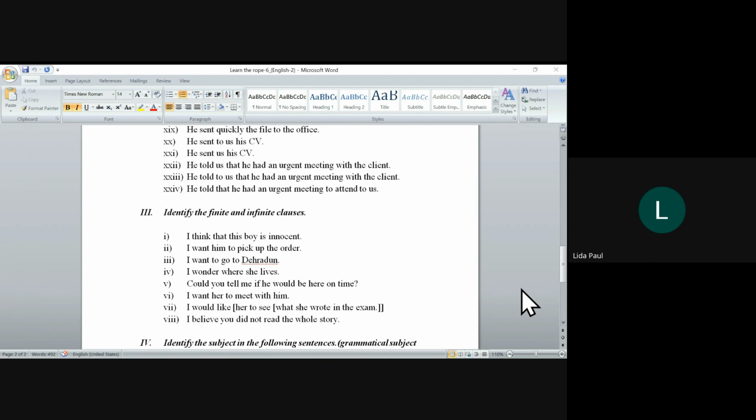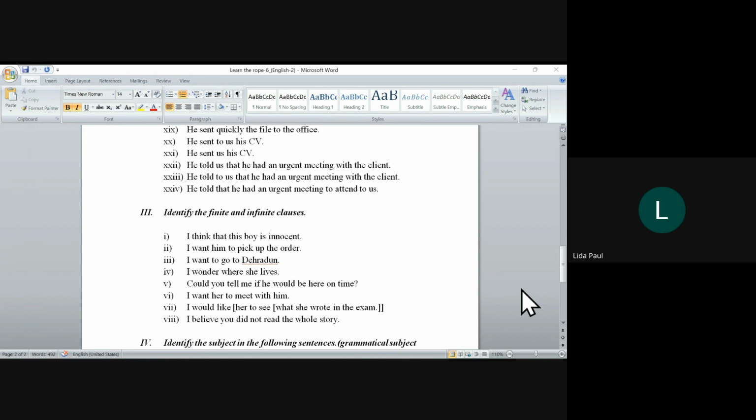I would like her to see what she wrote in the exam. There are two clauses here. One is infinitive and the second one is finite. Yeah, correct. Right. So which one is the finite one? The finite one is what she wrote in the exam, right?